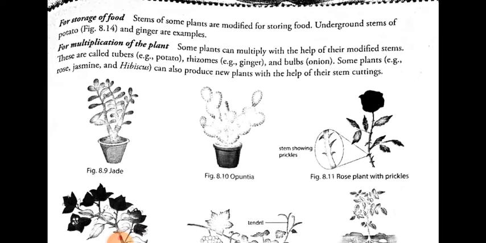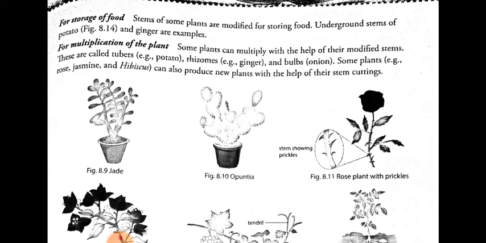Next, for storage of food: in some plants, stems are also modified to store food. For example, potato and ginger are eaten as food items as they store food in them.